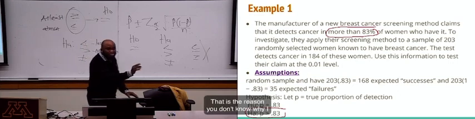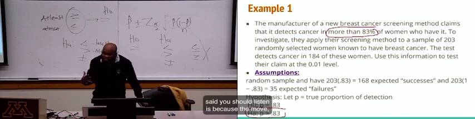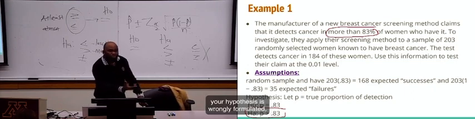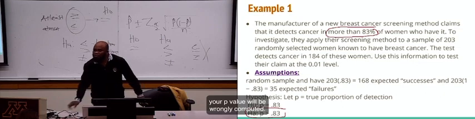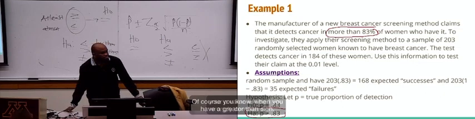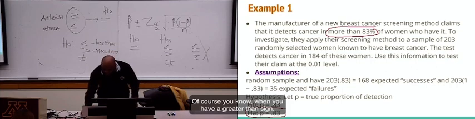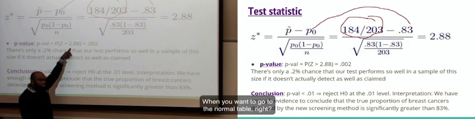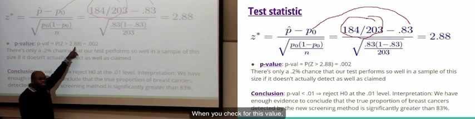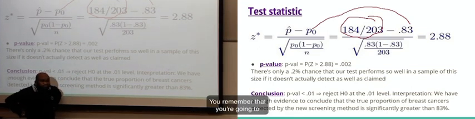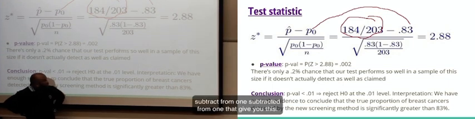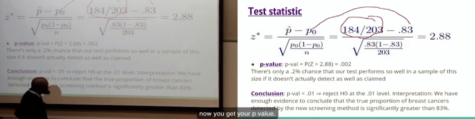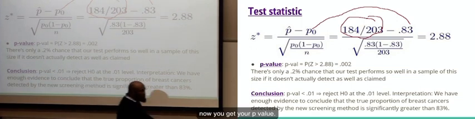That is the reason, do you know why I said you should listen? Because the moment your hypothesis is wrongly formulated, your p-value will be wrongly computed. And of course, when you have a greater than sign, when you go to the normal table and check for this value, you're going to subtract from 1. You remember that? Subtract it from 1, that gives you this. Now you get your p-value.